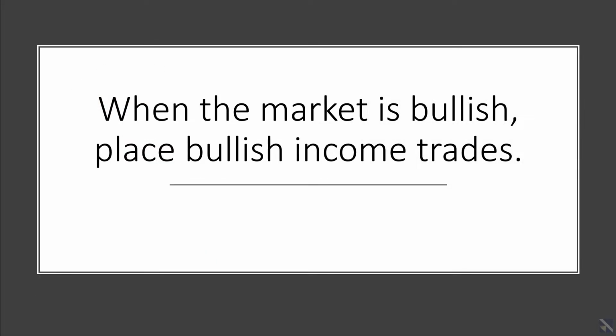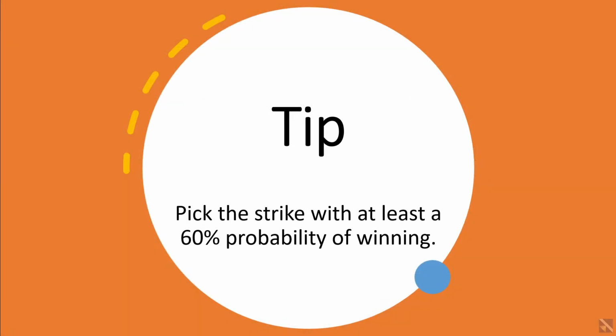First, when the market is bullish, we're going to place bullish income trades. That's pretty much where the market is right now. We've been in a bullish phase since like, what, May? Okay? Now, earlier I talked about expiration, where we're selling options between 21 and 45 days. I'm going to give you another tip. We're going to pick option strikes that give us at least a 60% probability of winning.